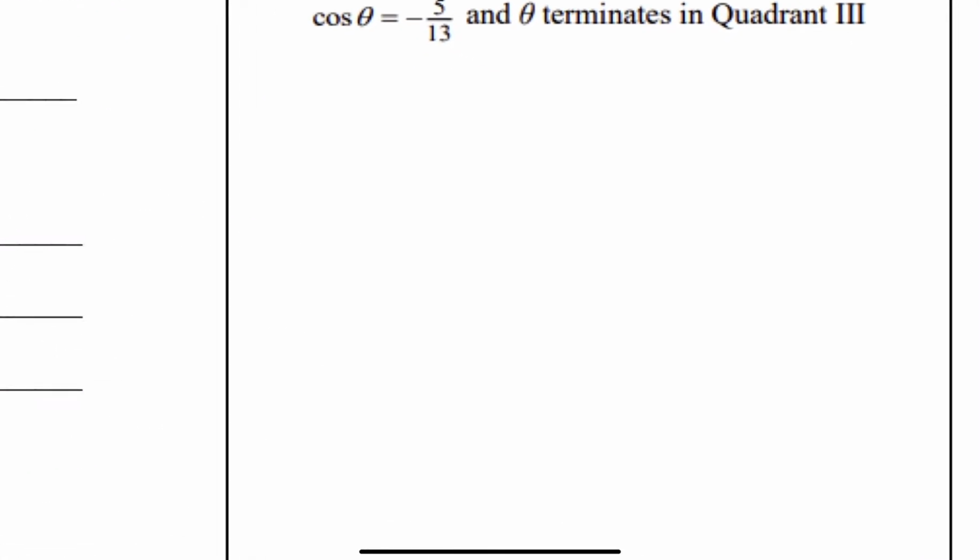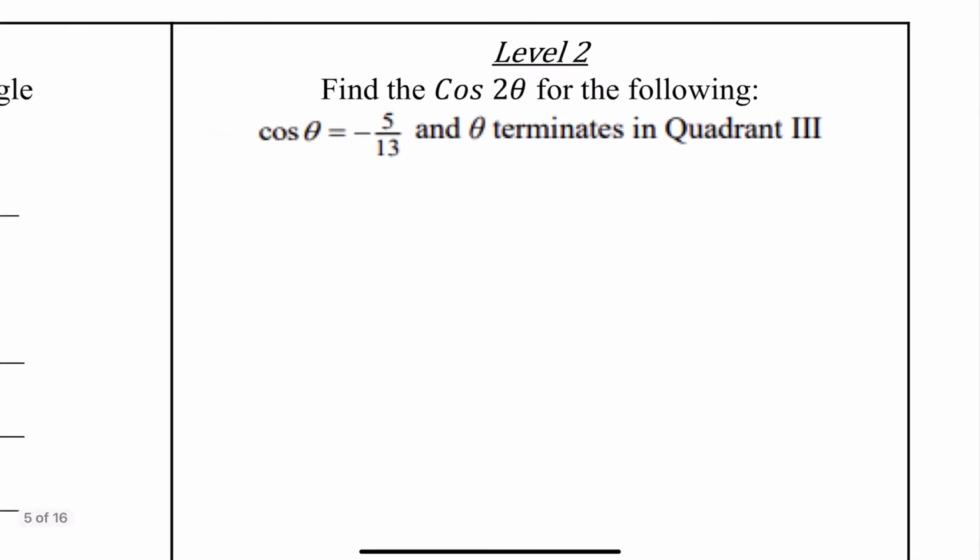So the first question says, find the cosine of 2 theta for the following. Cosine of theta equals negative 5/13 and theta terminates in quadrant 3. So we're going to start by drawing this coordinate plane. And it tells me it terminates in quadrant 3, so I know that I'm going to put my triangle down here in quadrant 3. And that is going to be the replica of our triangle where theta is close to the origin.